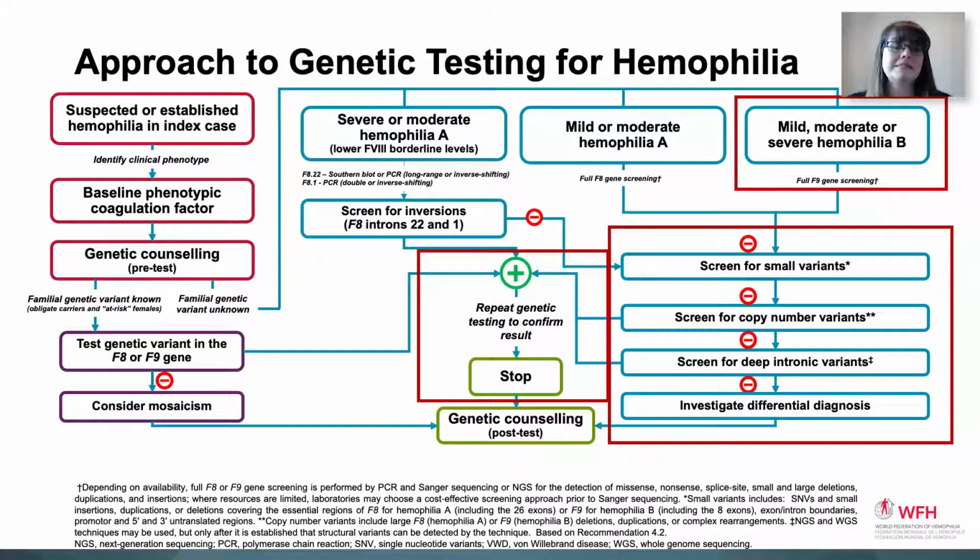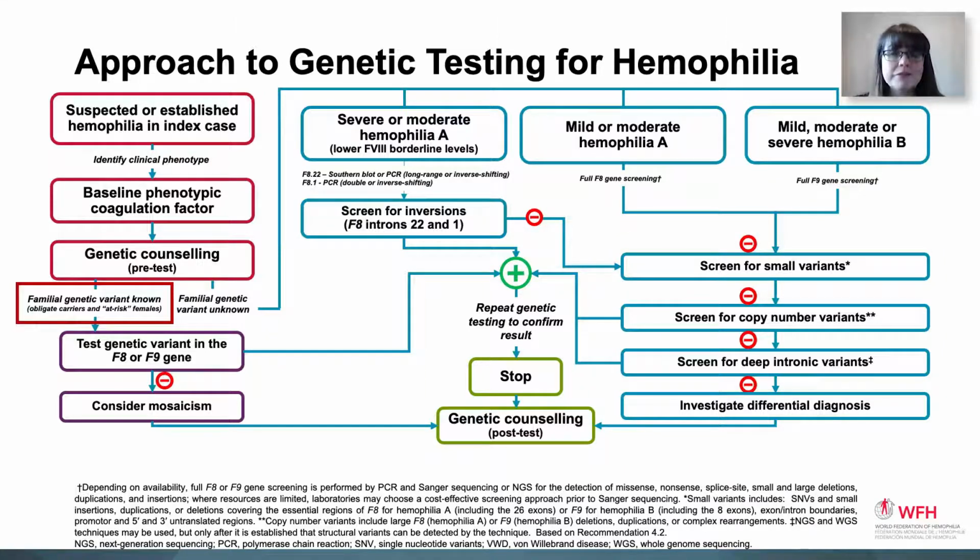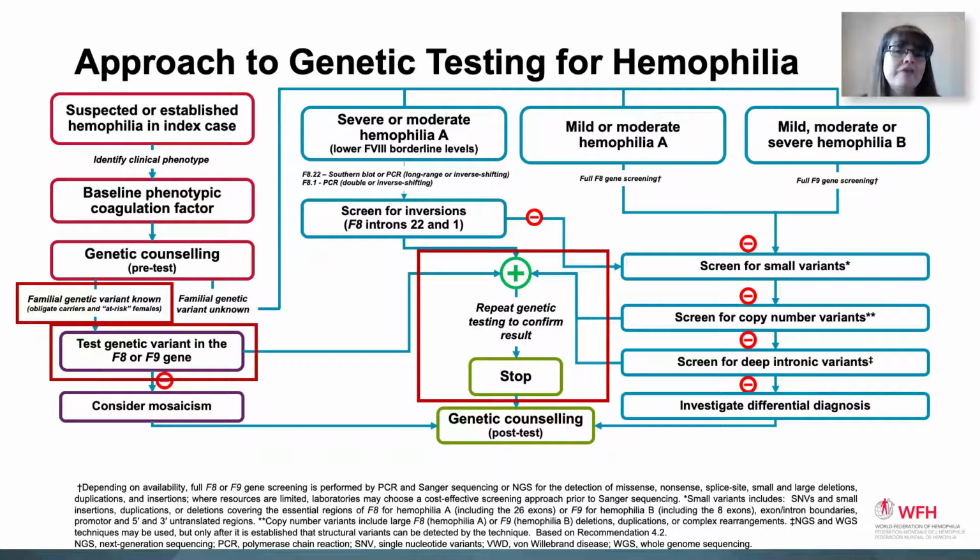And once we've identified the variant in an index case, we can then go on to screen obligate carriers of those individuals and also at-risk females in those families. If we know the underlying variant in a family, then we will just look for that variant when we do family studies. So we're looking for the familial variant. So we're just going to do a targeted screen in these individuals. If this targeted screen is positive, then we will be able to say that they are a carrier of the familial variant for haemophilia. And this is either haemophilia A or haemophilia B.